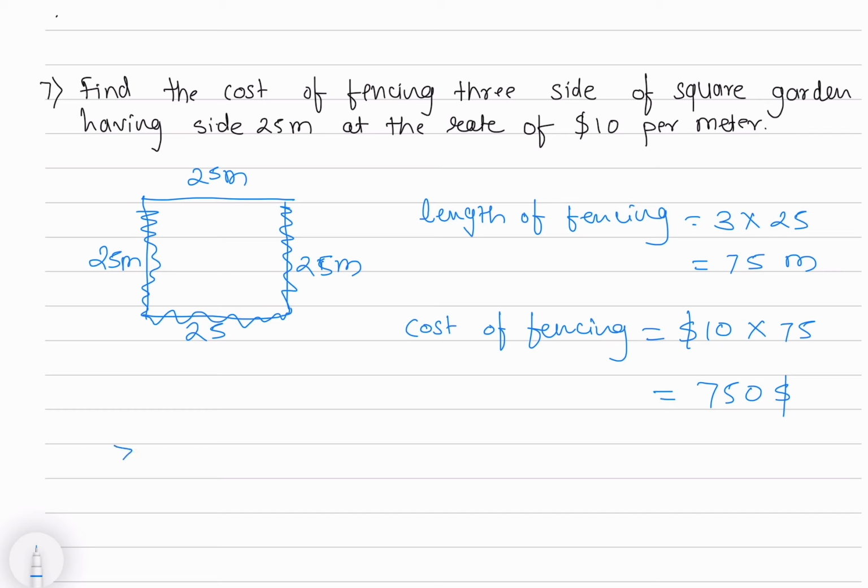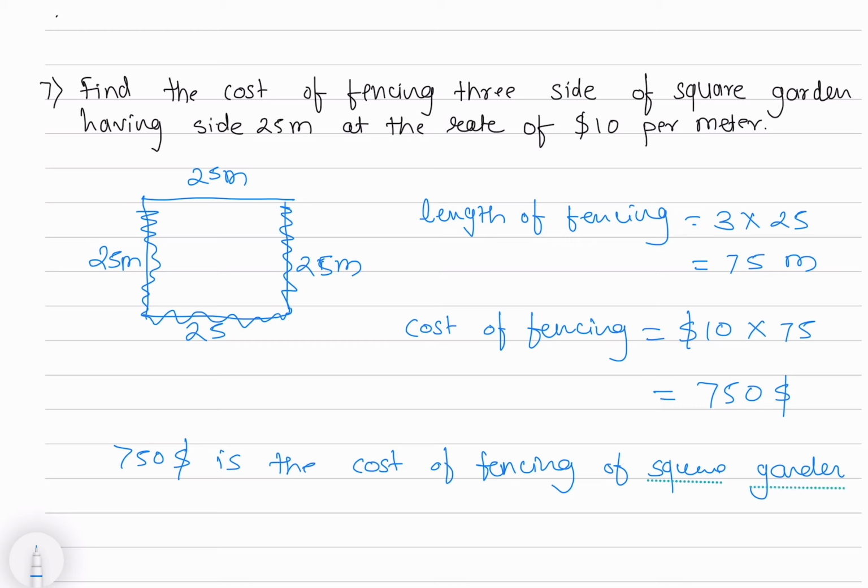So $750 is the cost of fencing of the square garden of only three sides.